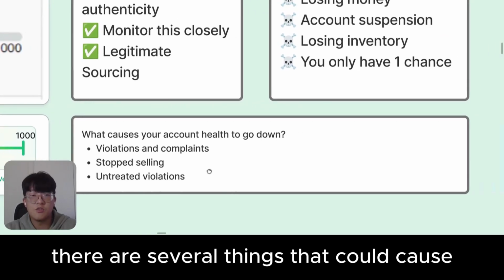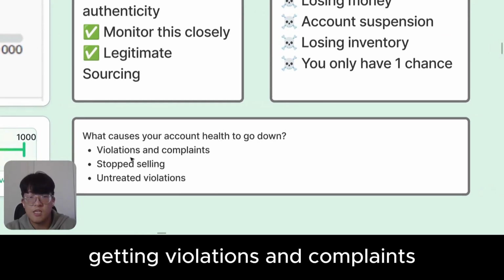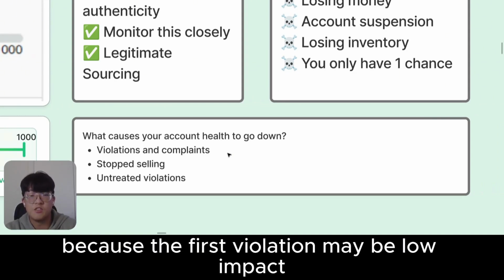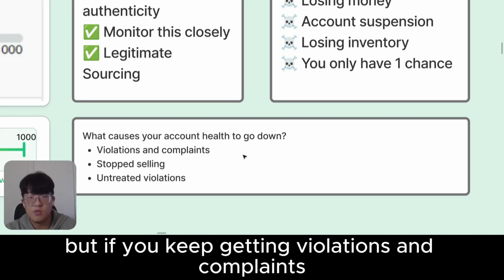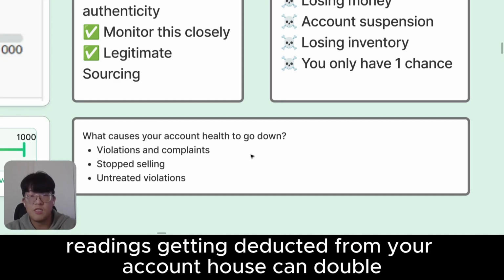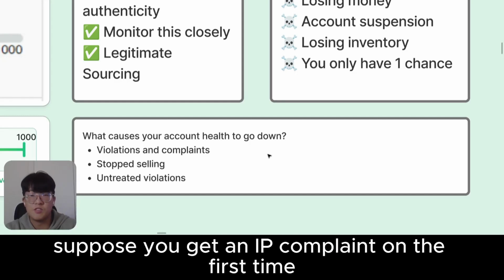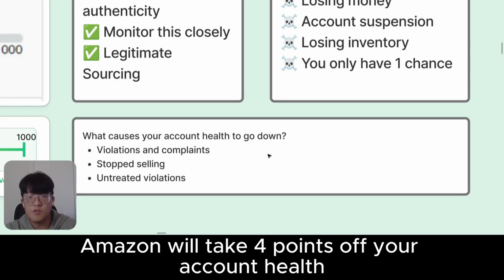There are several things that could cause your account health to go down. Getting violations and complaints, especially repeated violations, because the first violation may be low impact. But if you keep getting violations and complaints, the number of points getting deducted from your account health can double, triple every time you get one. For example, suppose you get an IP complaint the first time. Amazon will take 4 points off your account health.